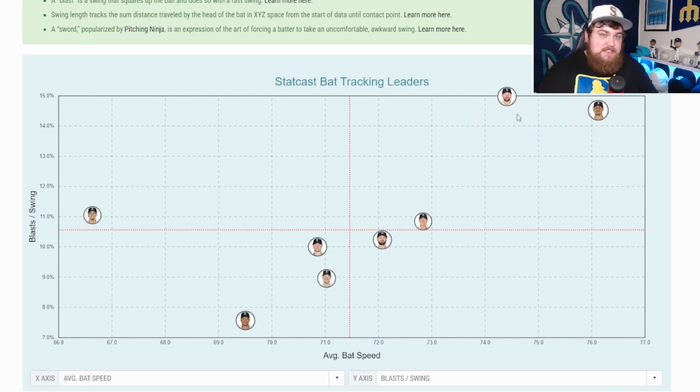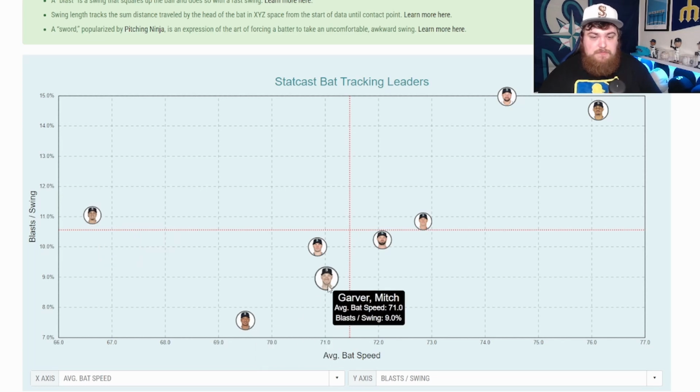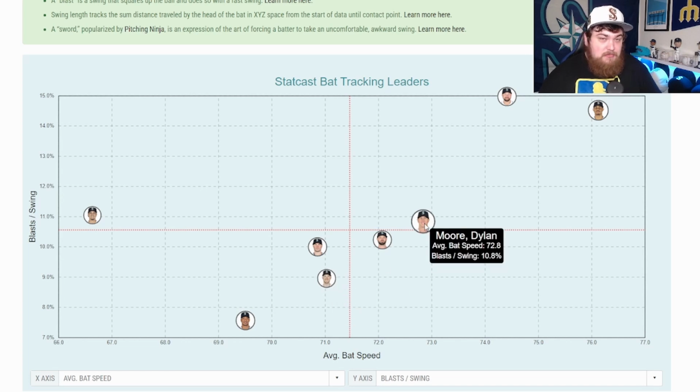Makes sense since they already have the bat speed to go along with it, and they make solid contact out of here. Josh Rojas is pretty low still. Of course, you wouldn't want Jorge Polanco or Mitch Garver to be this low on the leaderboard for this, but it is interesting. Dylan Moore is right on the positive side of both of those, on the league average side. So very interesting. Dylan Moore's had a pretty good year so far, so it makes sense.